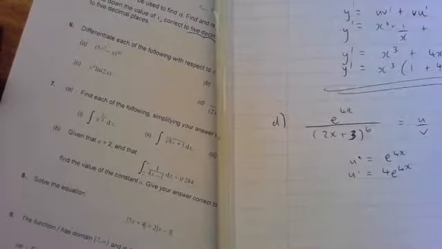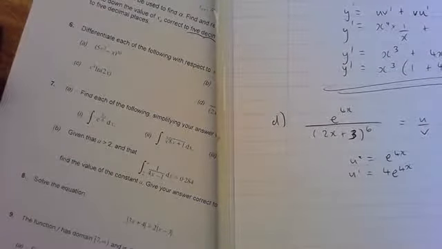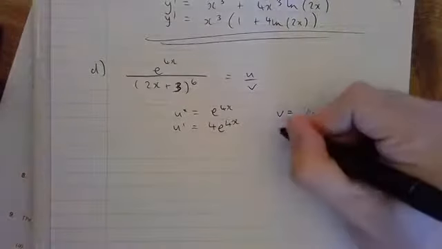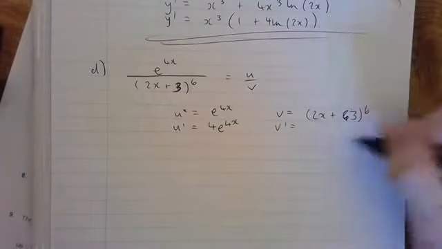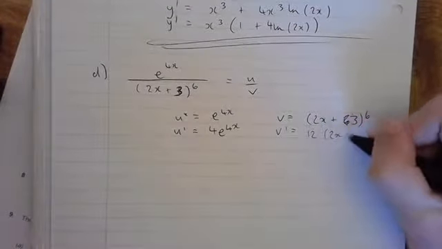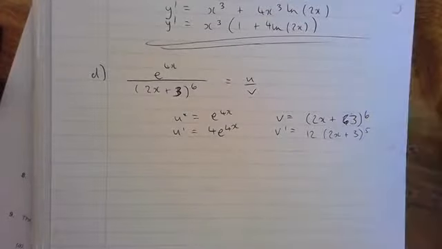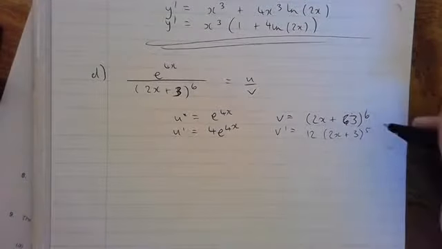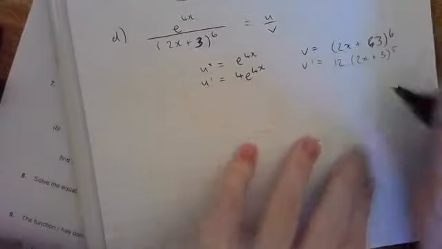v is equal to this bracket here, again. And then v dash is equal to, now it's the differential of the bracket, so that's 2 times by the power, so that's 12, and then the bracket you drop by a power. But if in doubt, chain rule it out. You can go and do the chain rule to prove that if you want to, okay?